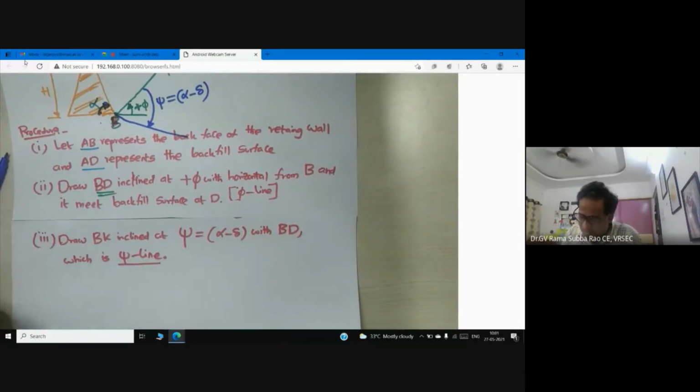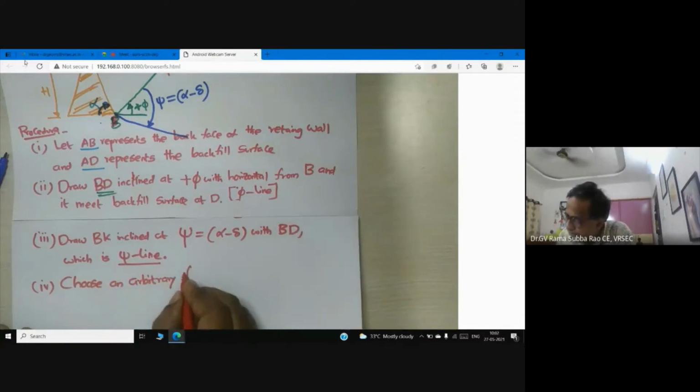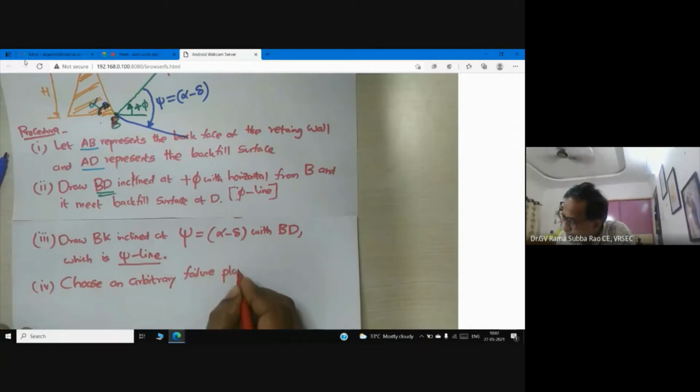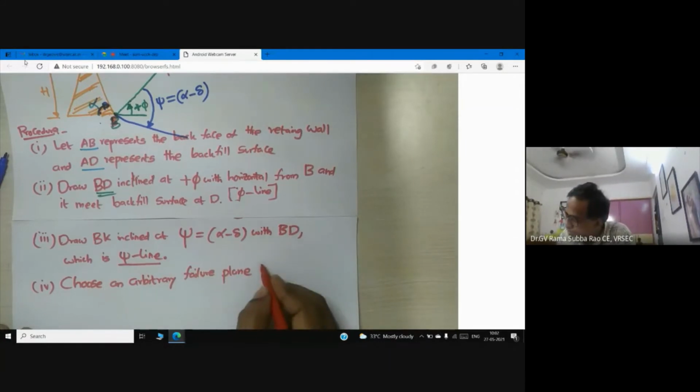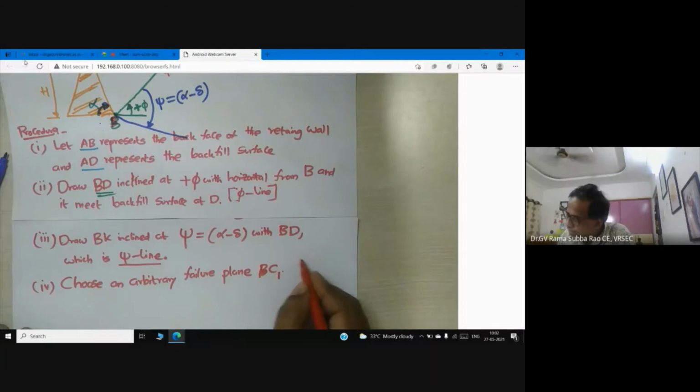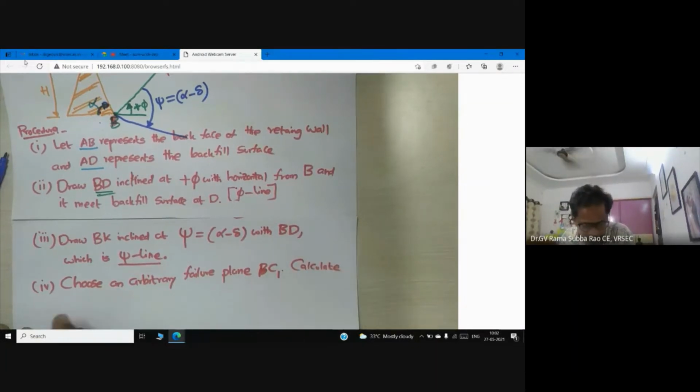So now we are moving to the next point. Now the fourth point. Choose an arbitrary failure plane. Now I am selecting one arbitrary failure plane, BC1. Calculate the weight of the soil wedge ABC1 and plot. Even in the last class we have discussed this.